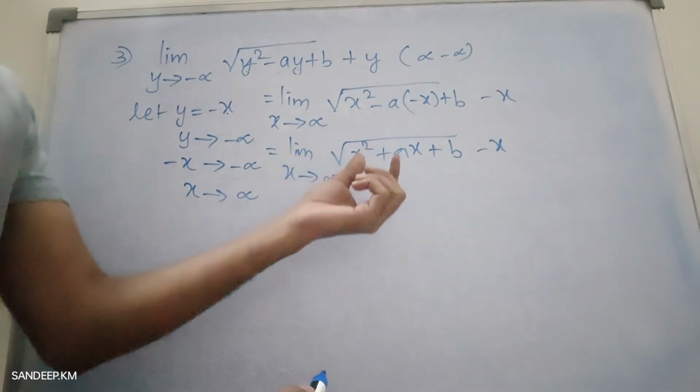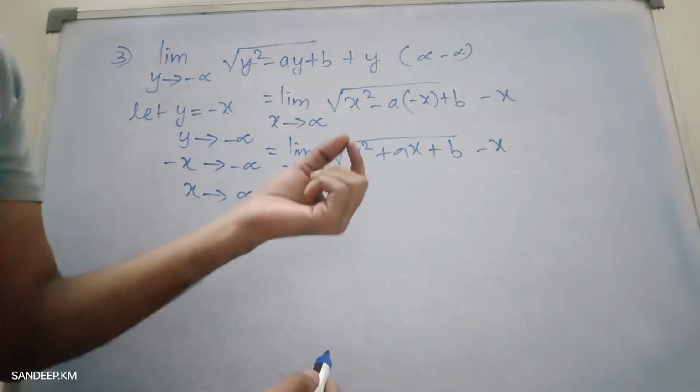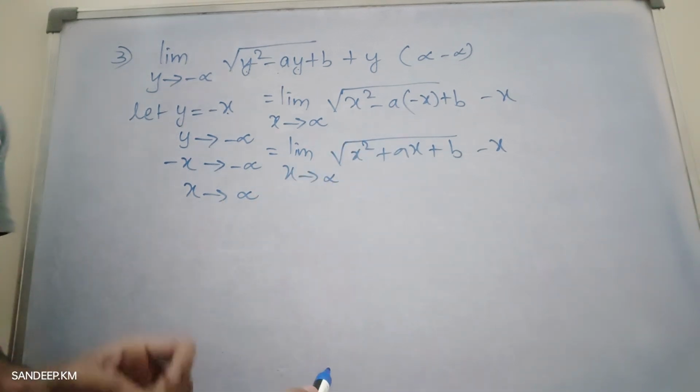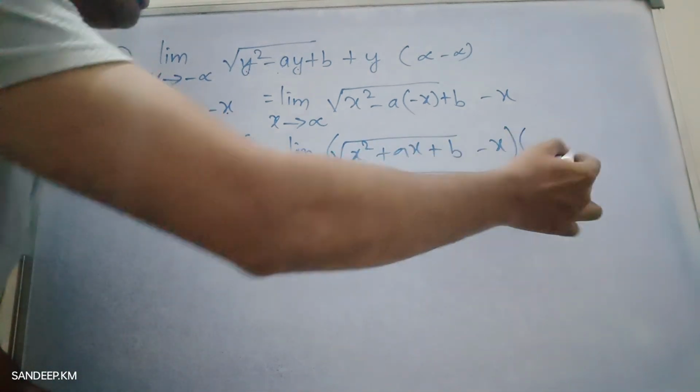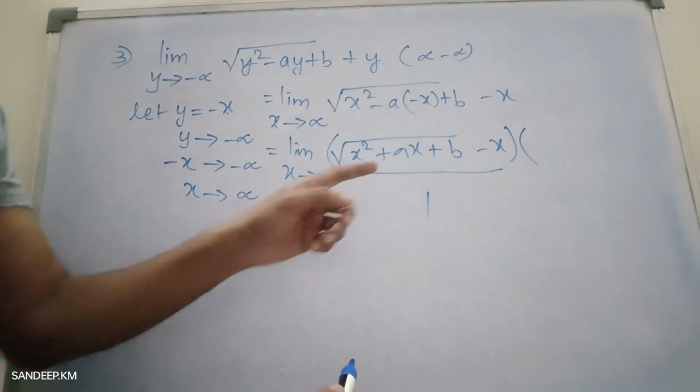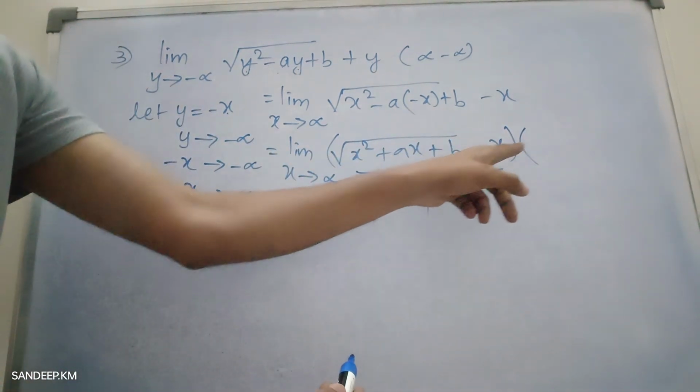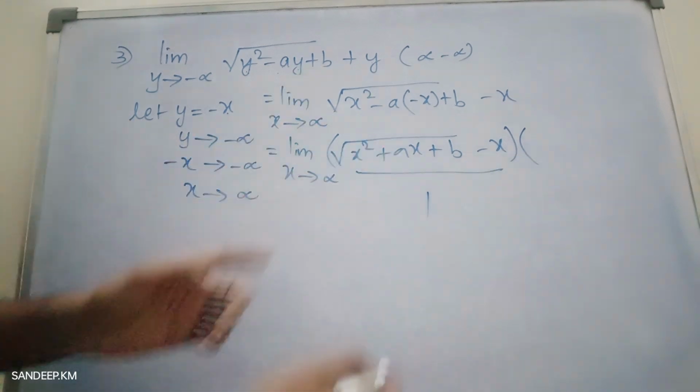So now to simplify this question, let us rationalize the numerator. Rationalizing the numerator means multiply the numerator with its conjugate. What is it, dear students? Root a minus b means we'll multiply with root a plus b, like that.